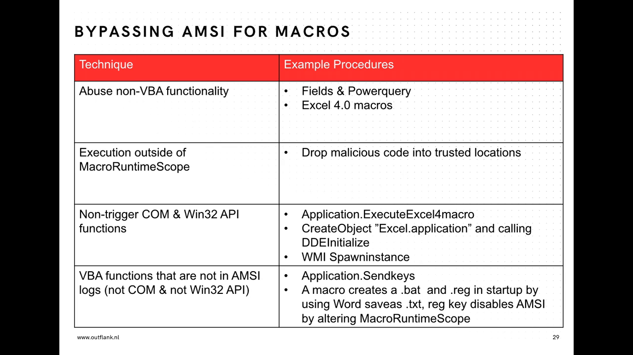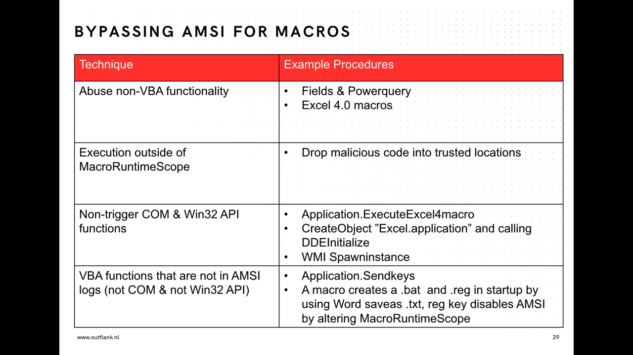And then a fourth category exists, that is, there are features in Word and Excel that are not per se COM or not Win32. So how about we create a file in Word, a macro, and the only thing the macro does is write something in a Word file, save it as a text file format, but with the extension .bat and the extension .reg. And if we do that in a smart way, we drop that in the startup directory, then suddenly we just drop a bat file which says import this reg file, and in the reg file we say disable the EMSI engine or set this macro runtime scope to disabled. And this is all stored in HKEY_CURRENT_USER, so that's very nice for us. We can write there. So the next time the system reboots, we just disabled EMSI for Word, and we can go along and have a lot of fun without EMSI intercepting.